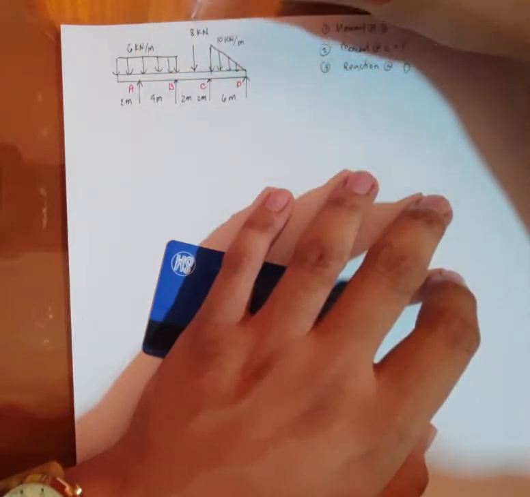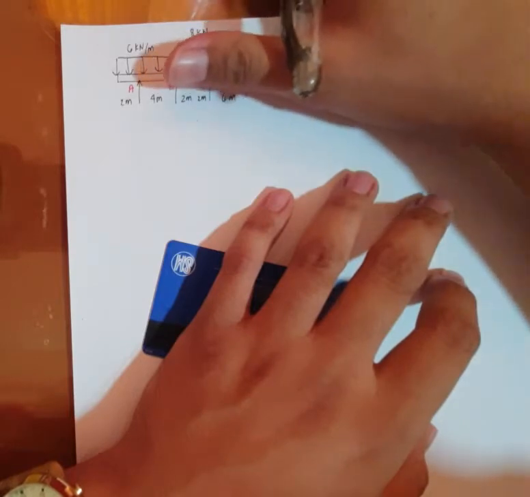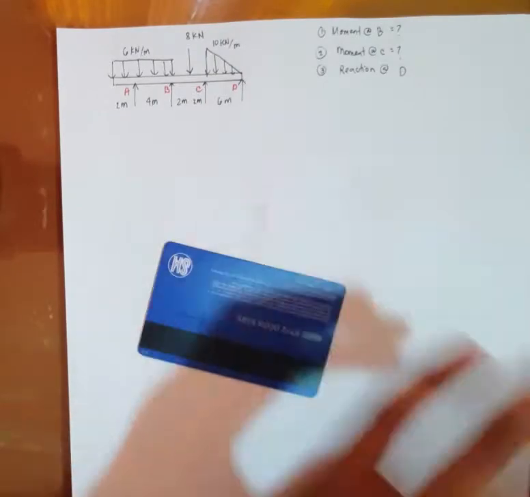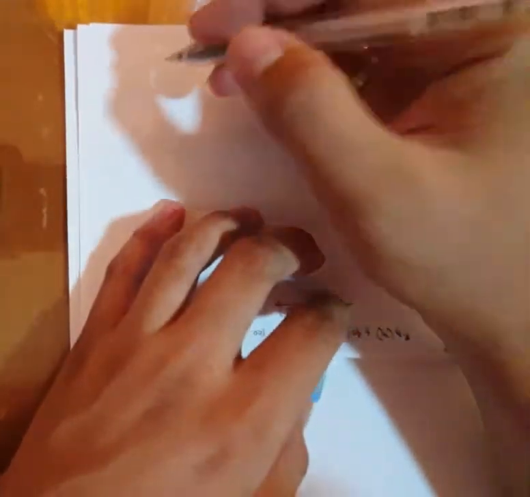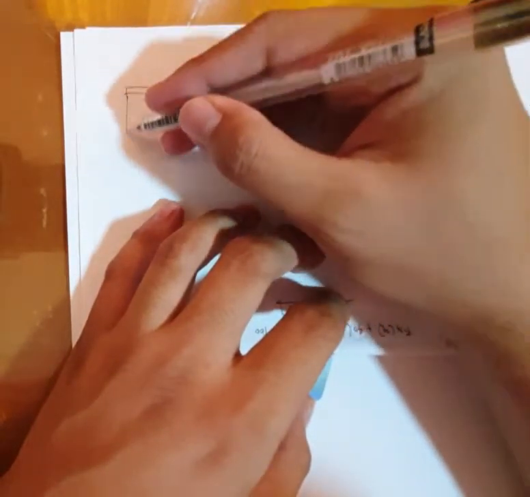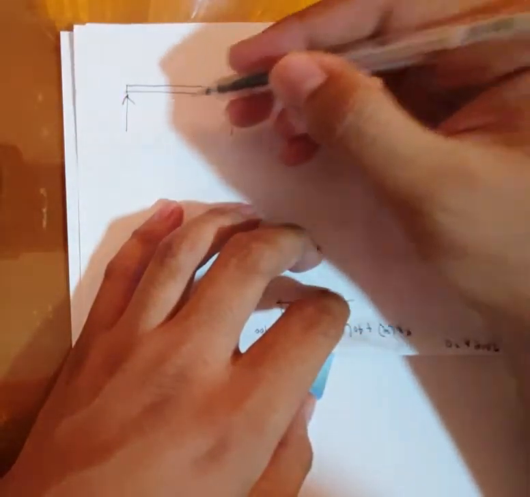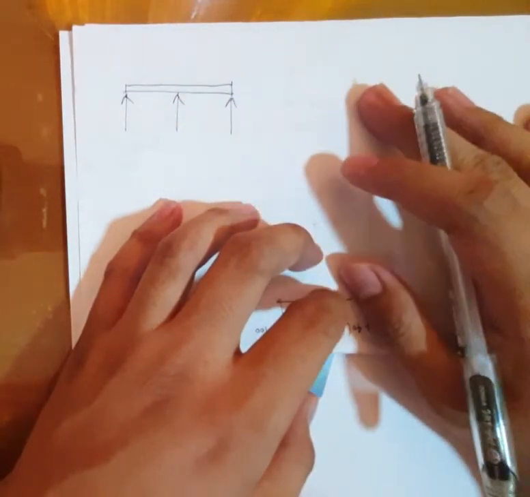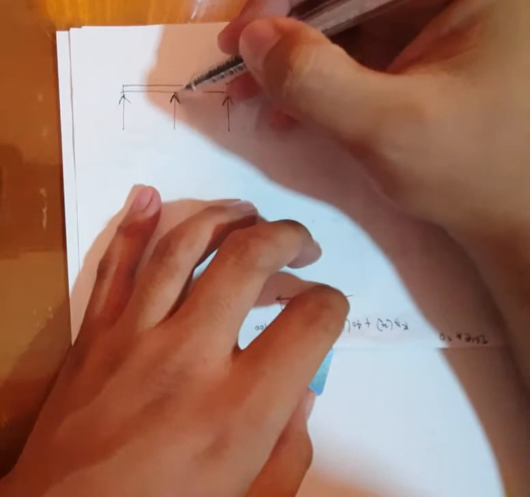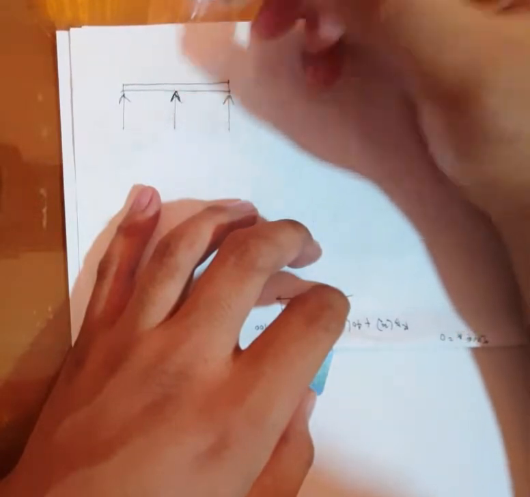So again, if your beam is simply supported with only three supports, say for example this one, you only follow the simple support. If you have three supports, you only need one equation.